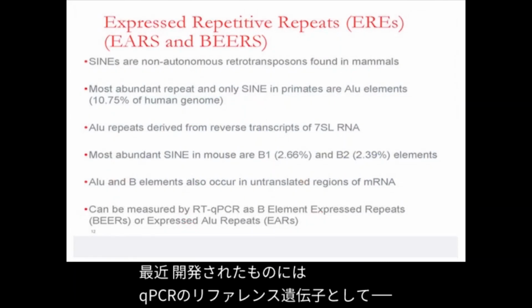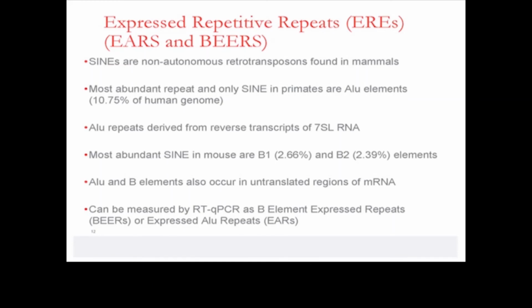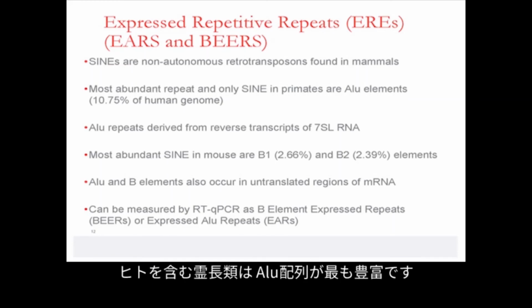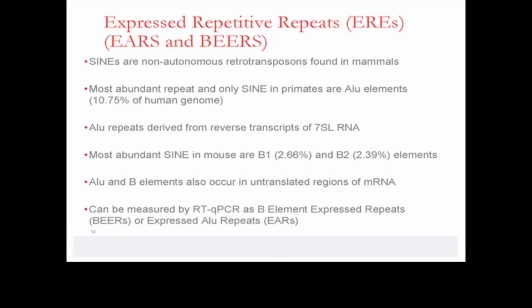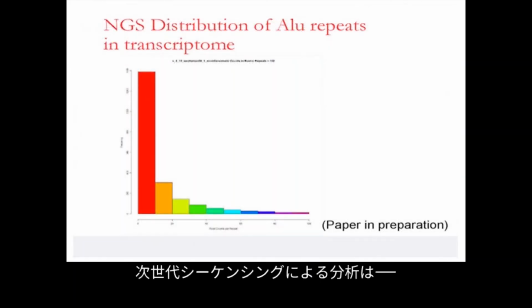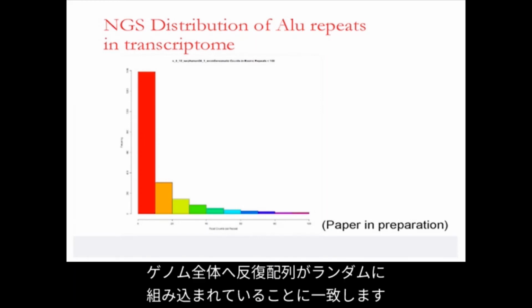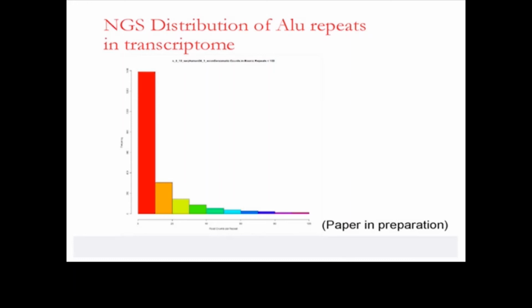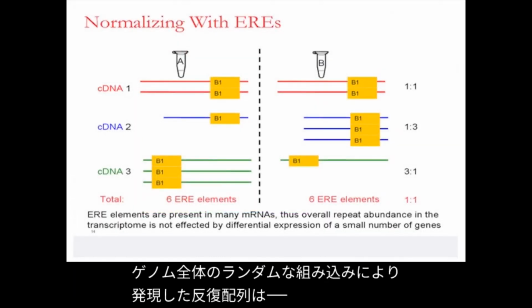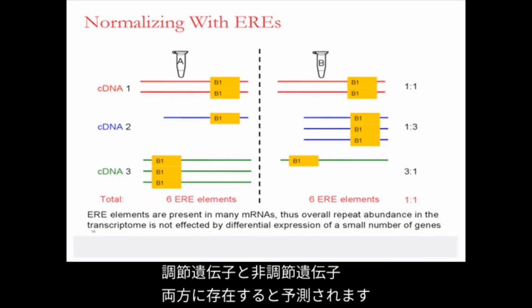A recent development is the potential use of expressed repetitive repeat elements for qPCR referencing. In primates, which include humans, Alu elements are the most abundant. In mice, B elements are the most abundant. An analysis by next-generation sequencing shows that Alu repeats follow a log-normal distribution, and this is consistent with random incorporation of the repetitive elements throughout the genome. Because of random incorporation throughout the genome, expressed repeat elements are expected to be present in both regulated and not regulated genes.